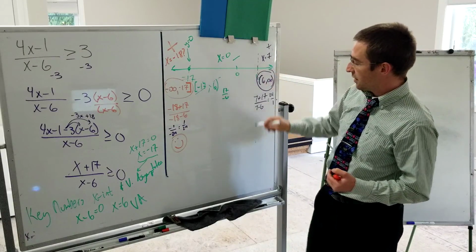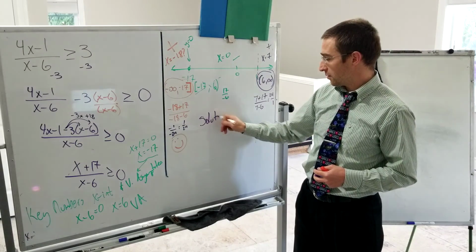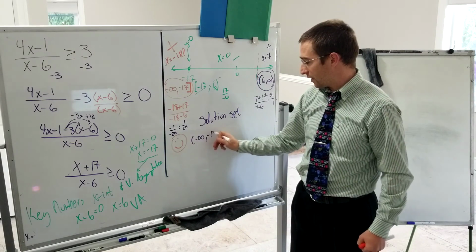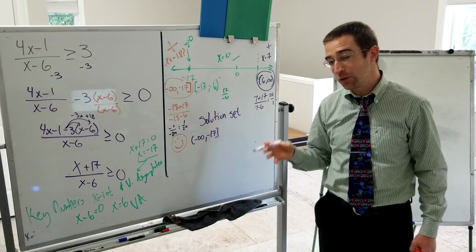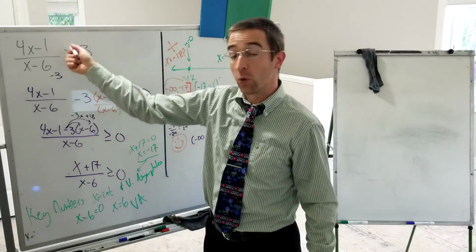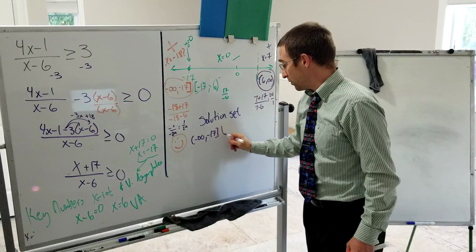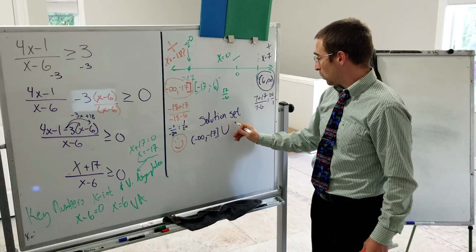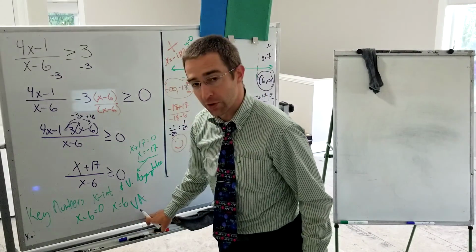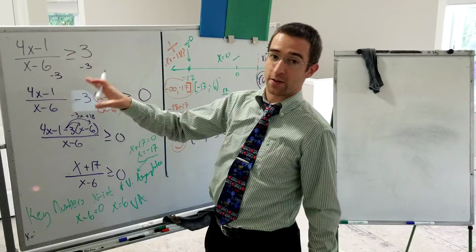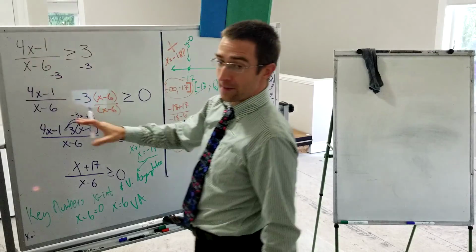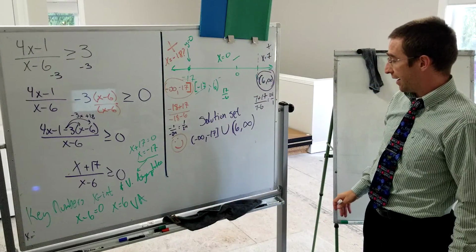So our solution set is negative infinity to negative 17 bracket. We're including the negative 17 because that is a 0, and we want it when it's greater than or equal to 0. And then we union that with 6 to infinity, where we don't include the 6 because the 6 gives us a vertical asymptote, so the function is undefined when x equals 6. But when x is larger than 6, we have a positive.